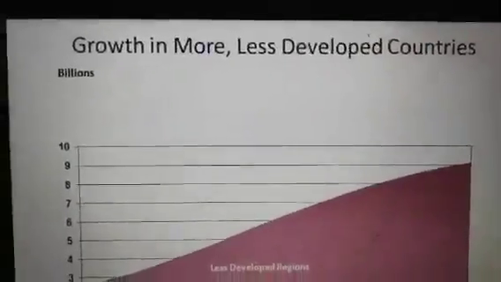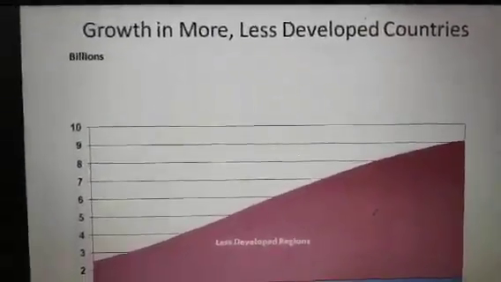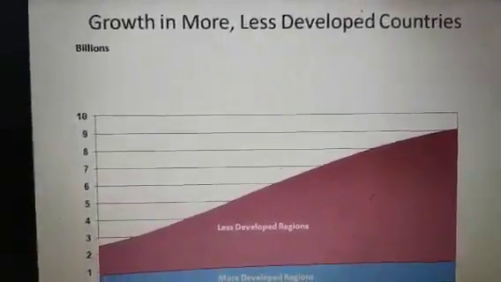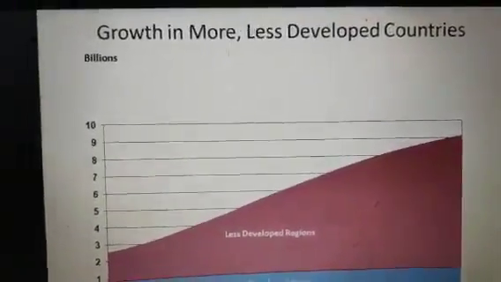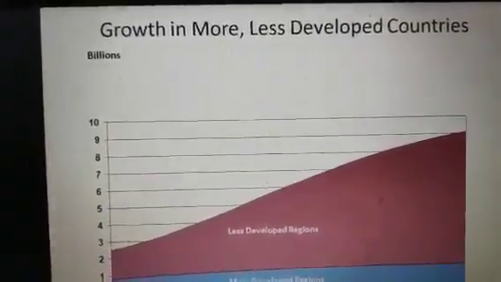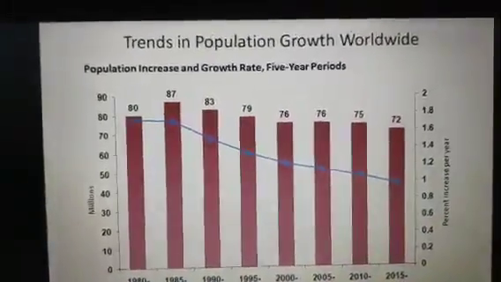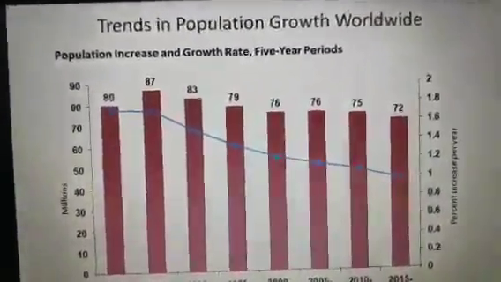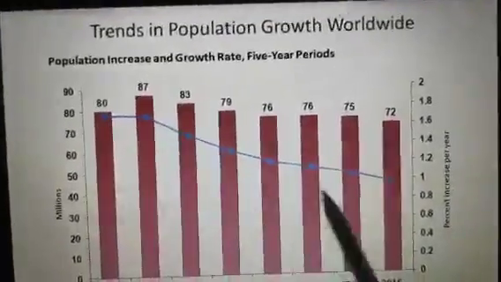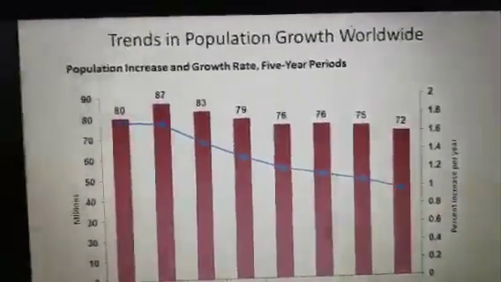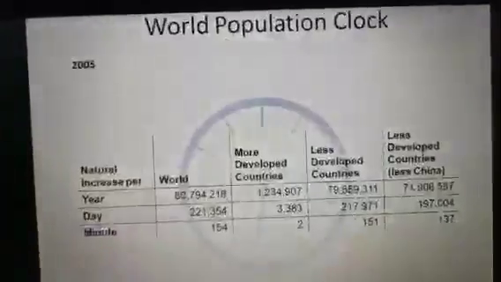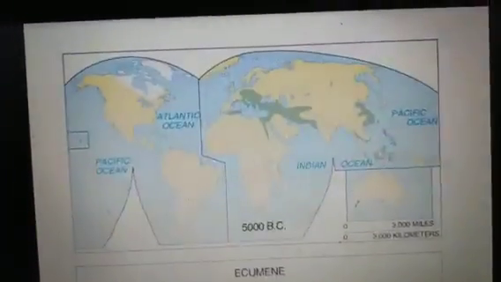Within a country also this story is there: in South India there is less population, and in North India there is more population. And this is the trend diagram of the worldwide population, slightly lowering, but still growth is there. So let's talk about the distribution.